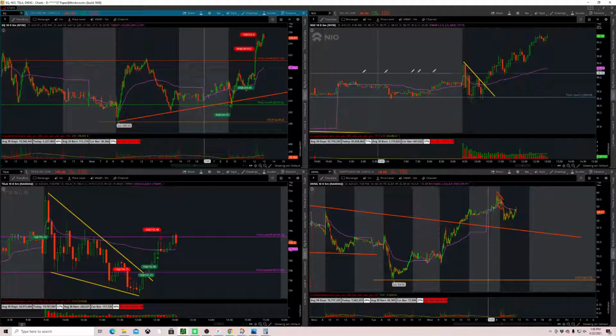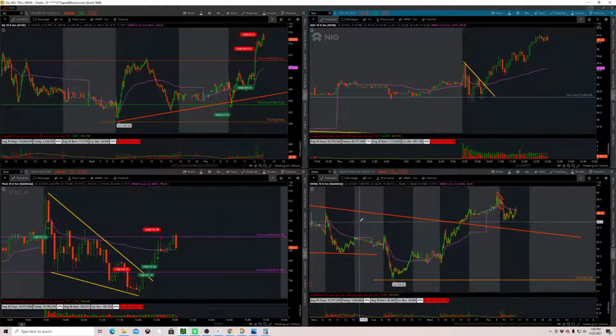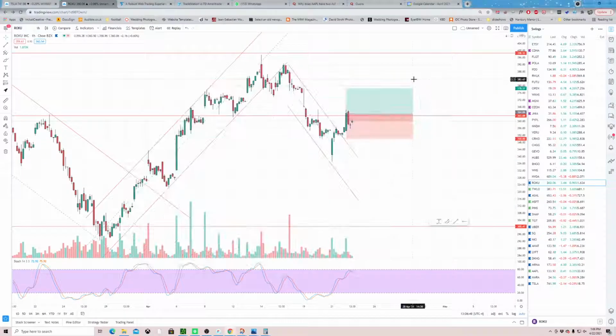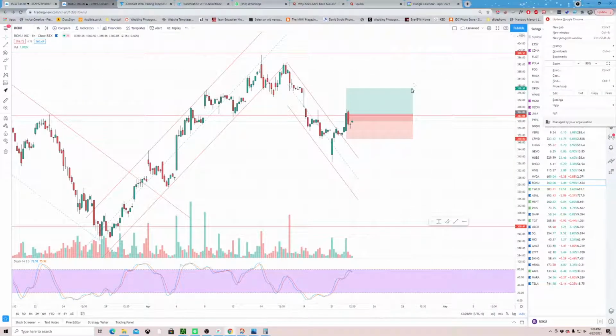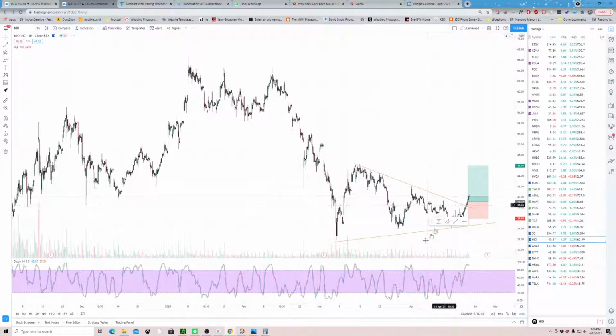Then NIO was another good one. The idea behind NIO, and we're still in this, we have 50 shares of NIO. The reason why we got into NIO is because I've been watching NIO for quite a while now. It's broken out of this wedge.